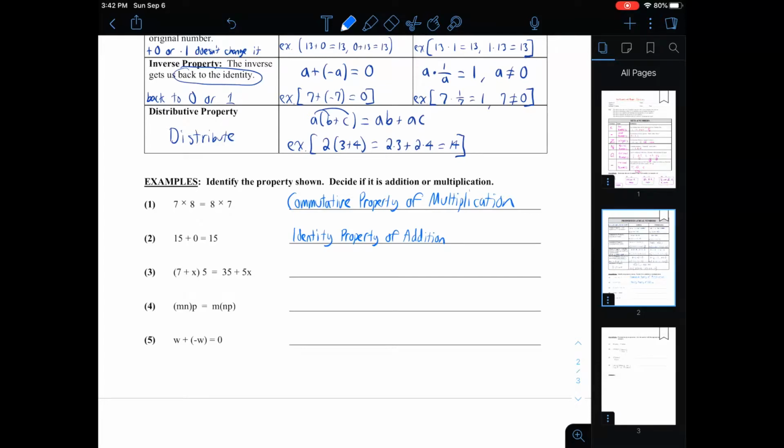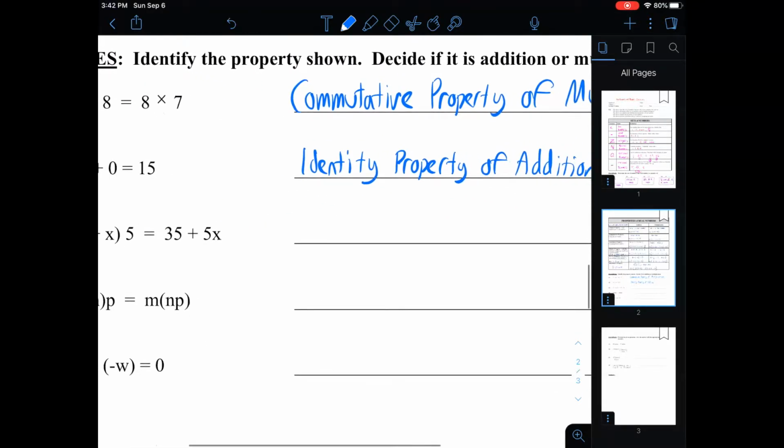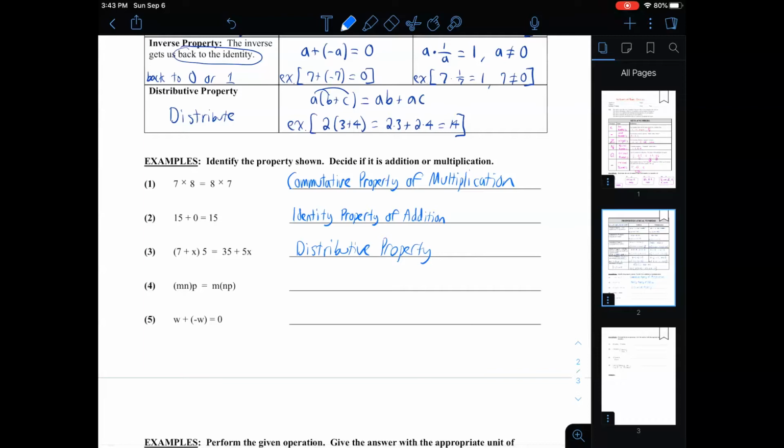Okay. Number 3 is a little tricky. We have 7 plus x times 5 equals 35 plus 5x. So usually this looks like we're doing some groupings here, but this one doesn't have any groupings. What property did we actually use for this one? This one is actually the distributive property.